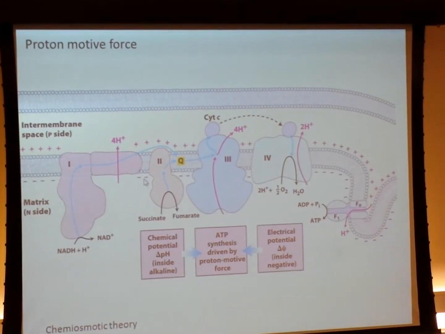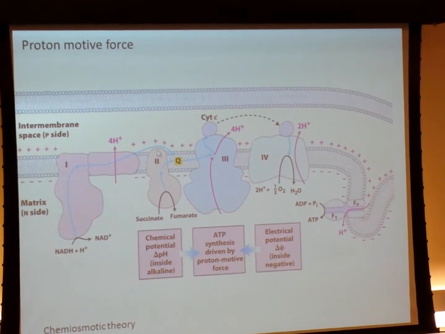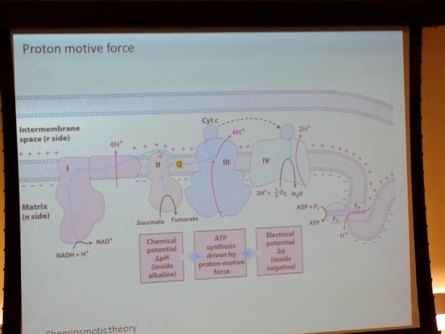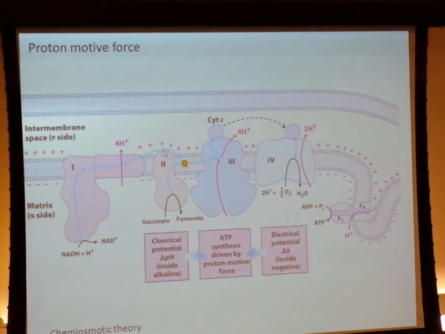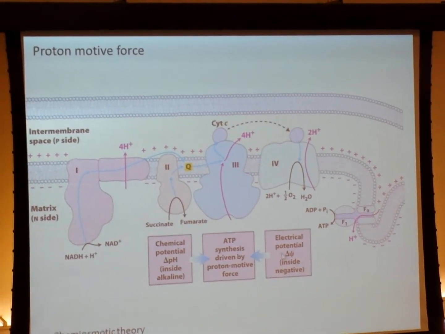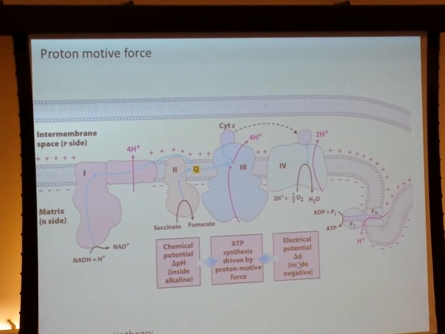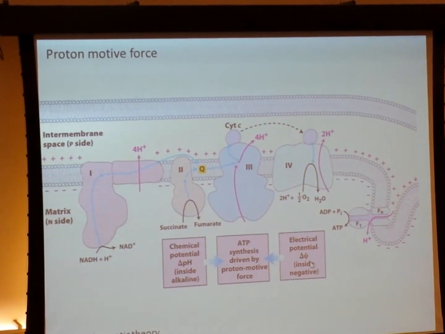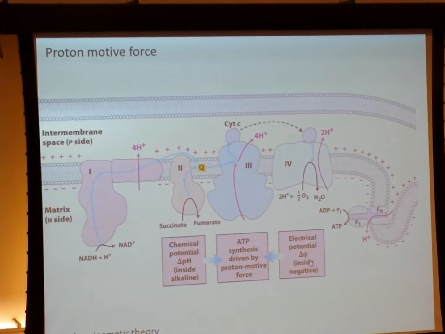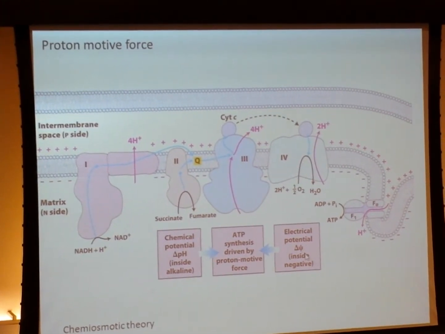The other part is, by pumping a proton across, you create this negative charge on this side. And of course, the protons would love to thermodynamically be attracted towards that negative side. So that's this portion over here. The change in potential, delta psi. So delta psi is a contributing factor. Does that make sense? So both of these together we call the proton motive force.